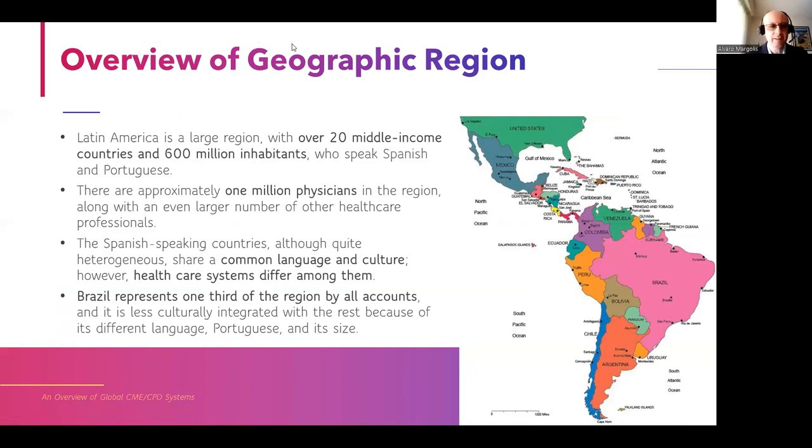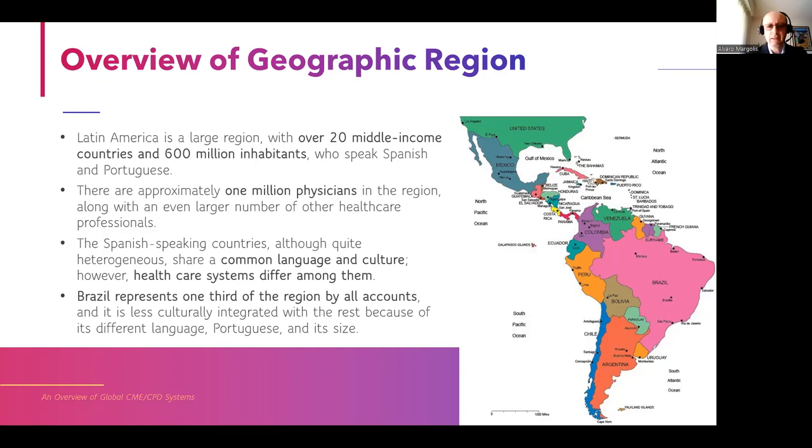So Latin America is a very large region with over 20 countries and 600 million inhabitants who mainly speak Spanish and Portuguese. And there are approximately 1 million physicians in the region, along with an even larger number of other healthcare professionals. The Spanish-speaking countries, which is most of them except for Brazil, are quite heterogeneous. Although we share a common language and culture, each country is a different world, so healthcare systems differ among them, and the CPD systems, of course, depend on the country context. So we're talking about a region, but at the end of the day, each country is a different world.